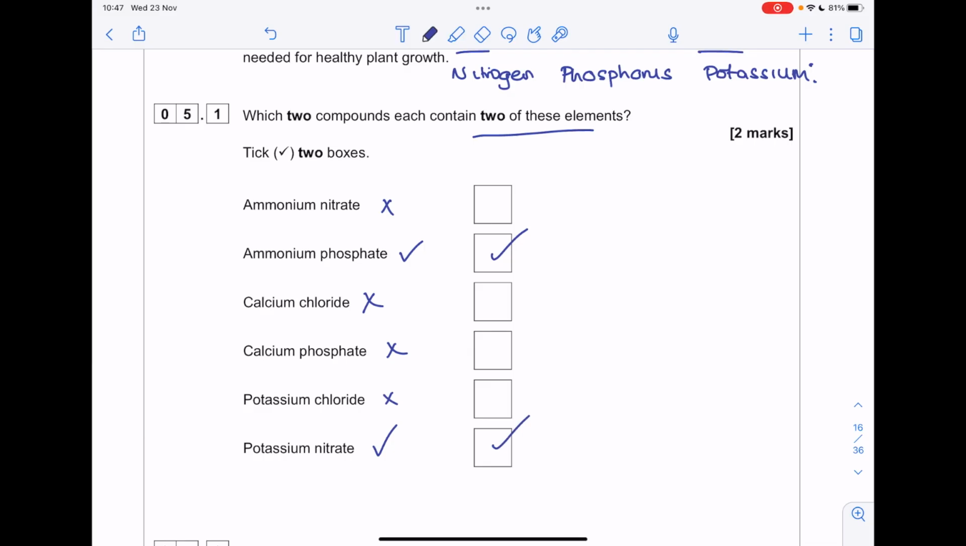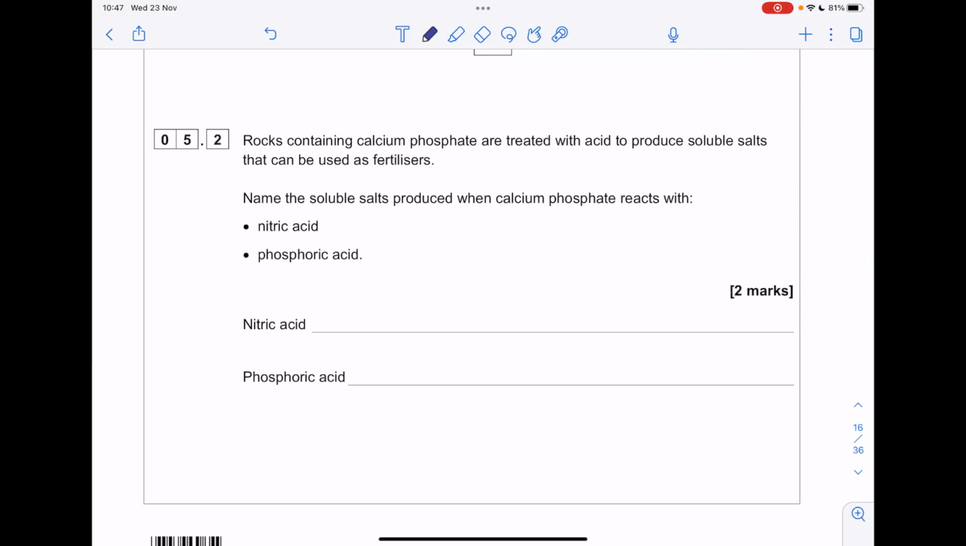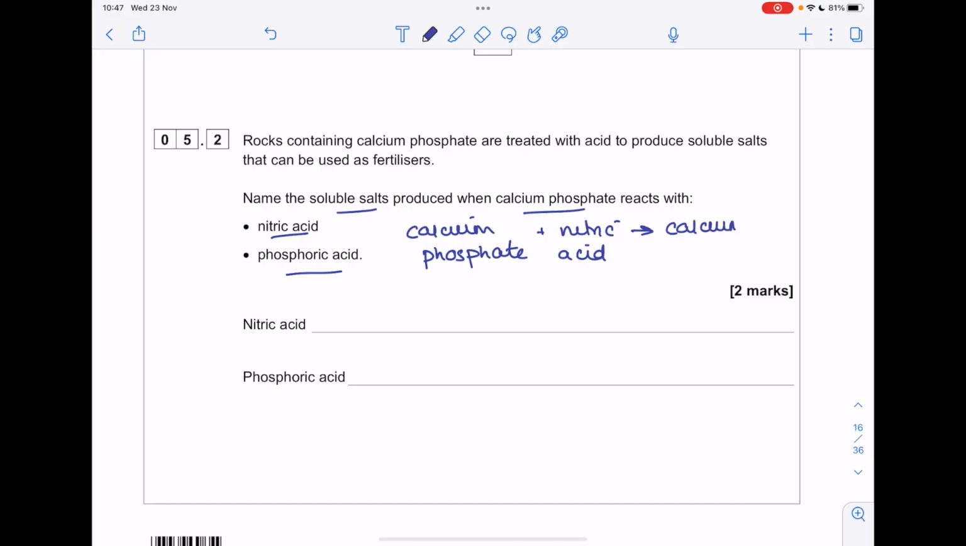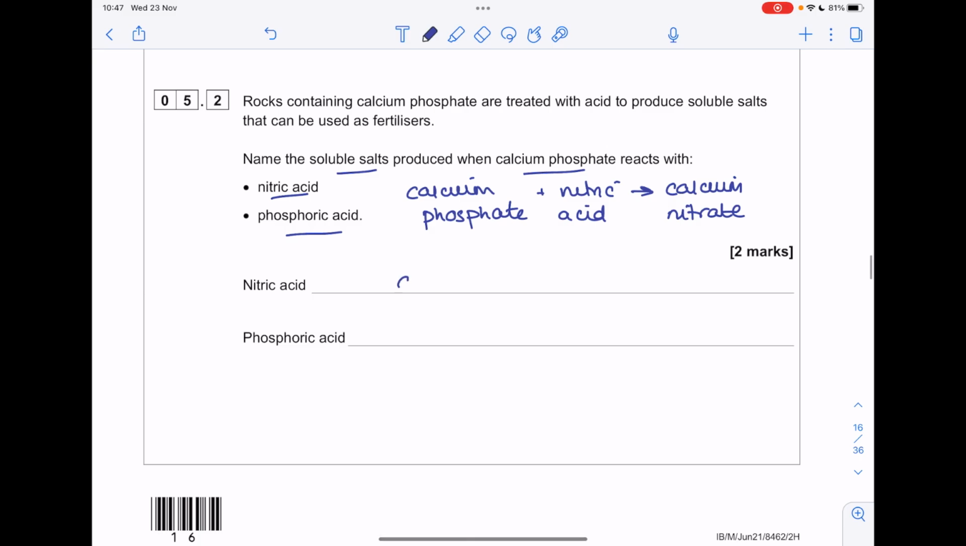That's quite a weird question. Rocks containing calcium phosphate are treated with acid to produce soluble salts that can be used as fertilizers. Name the soluble salts produced when calcium phosphate reacts with nitric acid and phosphoric acid. Let's write the equation. So the salt is going to be the metal used, so calcium, and the ending on the acid, which is nitrate. Remember, all nitrates are soluble. This one's hard, but the answer is calcium dihydrogen phosphate.